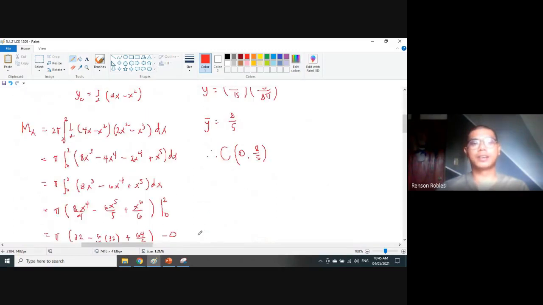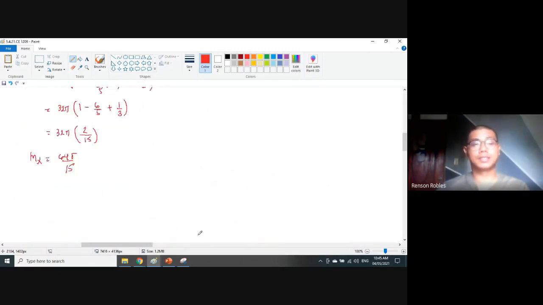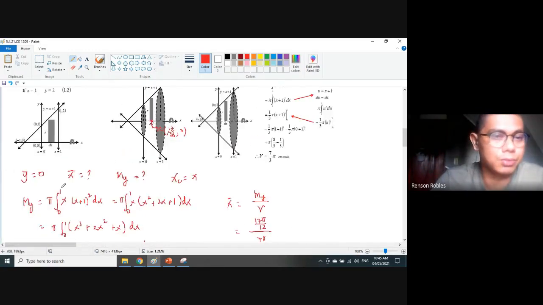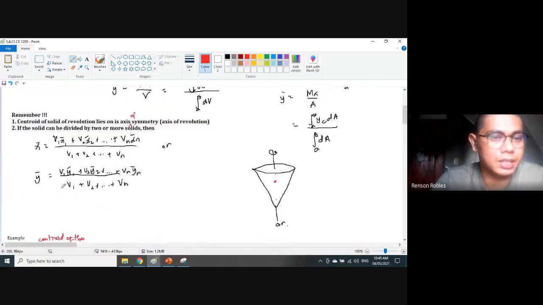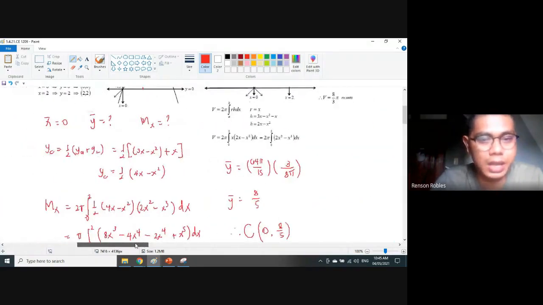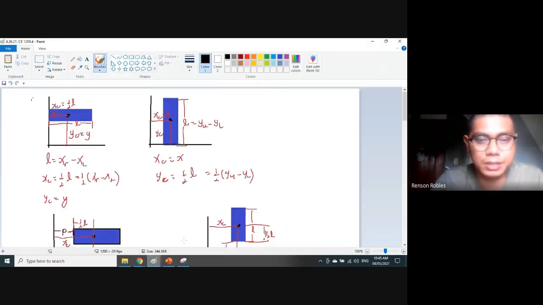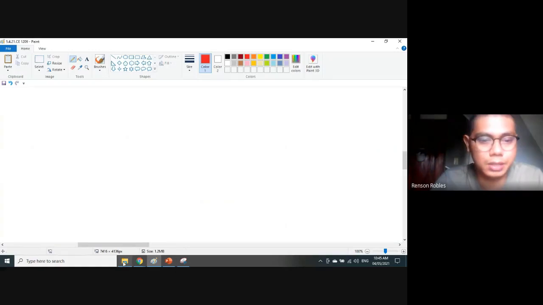All right, just raise your question if you have any. Next problem, an application of this remark number 2. We say that when the region can be divided into two or more solids, then I'll give you an example of that. This time, we will get it from this illustration.